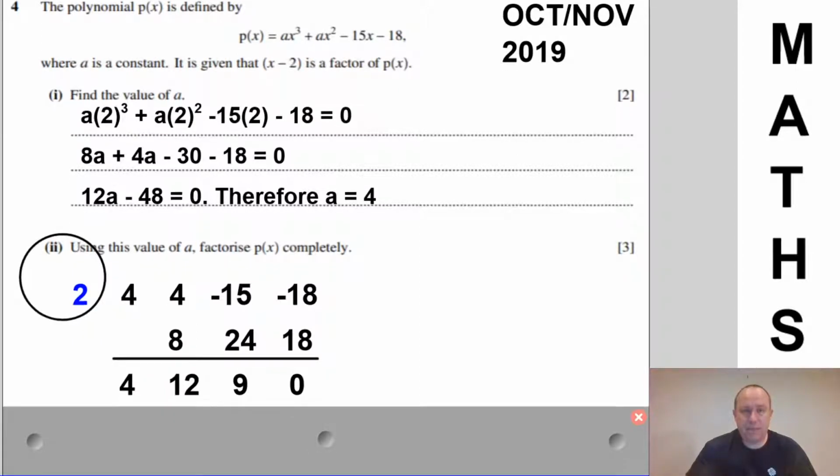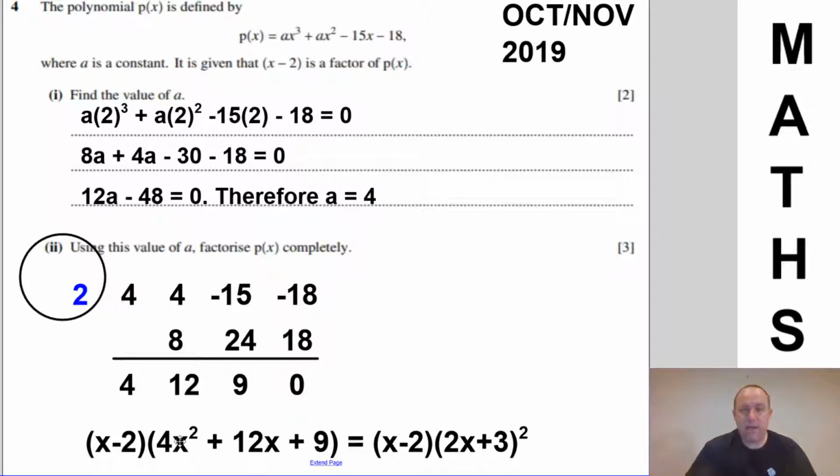Now, we still have to interpret what this actually means, though. So the 4, 12, and the 9 refer to: 9 is the number, 12 is 12x, and 4 is 4x squared. The x minus 2, of course, comes from this original part of the question up here. And you could use whichever method you like for this. I noticed that 4 and 9 were both perfect squares, so I quickly realized this was actually 2x plus 3 all squared. And that's how you would pick up your last point.